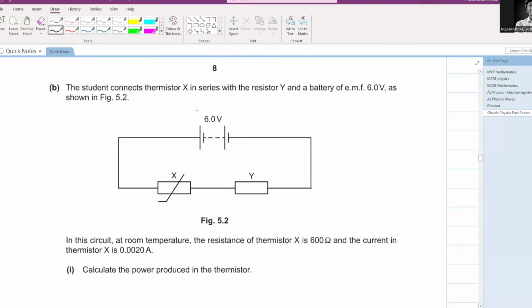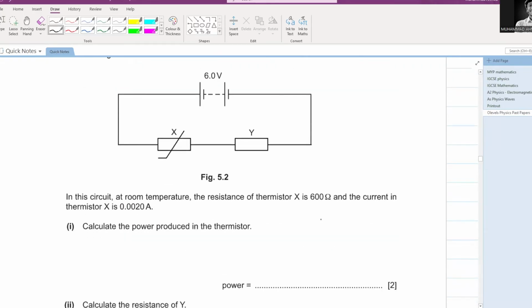Let's further move ahead. The student connects the thermistor X in series with the resistor and a battery of EMF 6 volts. Now both of them are connected in series. In this circuit at room temperature, the resistance of the thermistor is 600 ohms, and the current in the thermistor is 0.002.